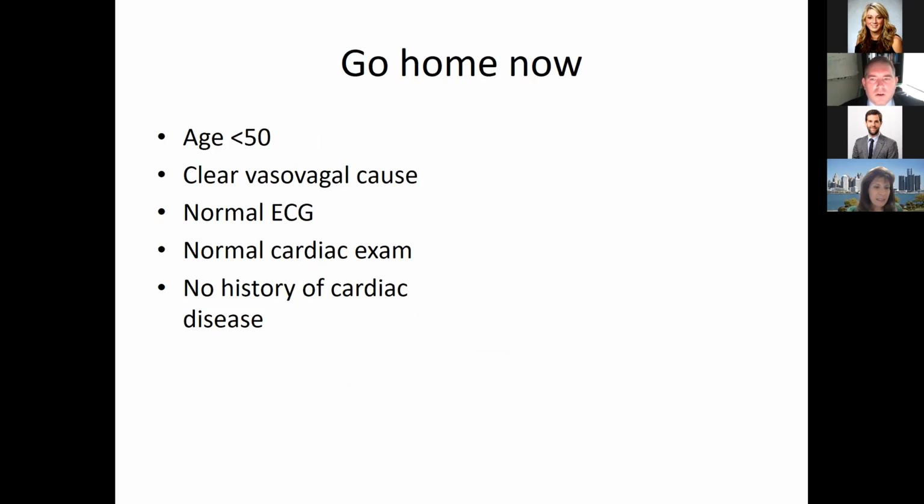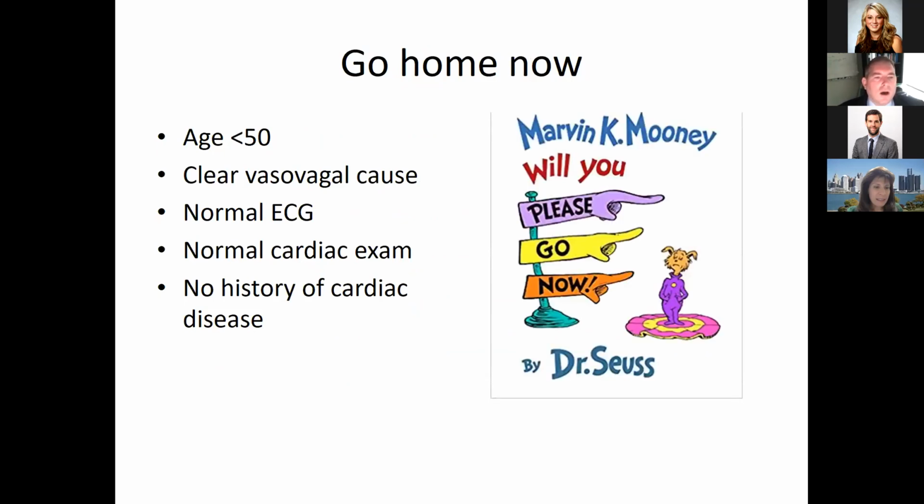So who can go home right now? Age less than 50, clear vasovagal cause, normal EKG, normal cardiac exam, no history of cardiac disease. We don't need to obs these people. These are folks that, outside of some of the very few high-risk features, such as exertional syncope while playing basketball, something like that, roaring cardiac murmur, but that'd be a normal cardiac exam, these people can go home.